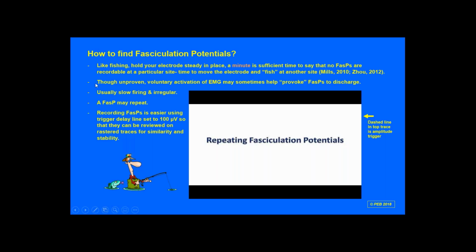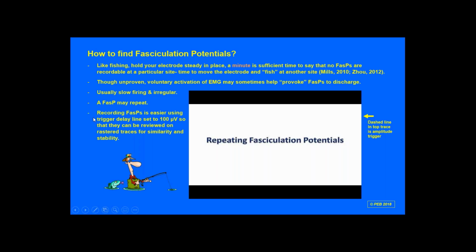And sometimes we think that if we activate the patient, have them push against us hard with a particular muscle, that might provoke these to come out quicker, but I'm not sure that's correct. I used to think so, but now I'm beginning to think it's a fiction that I believe in. They're usually slow firing and irregular. They may certainly repeat, and it's easier to record them using a trigger delay line.